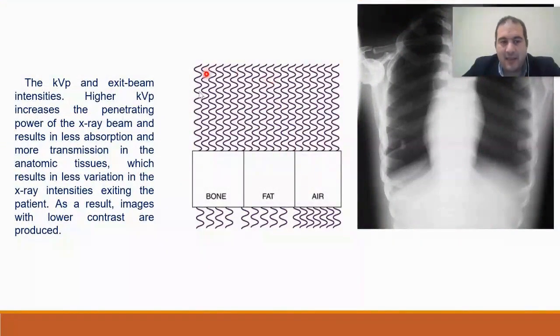If I use, as I said, the penetration coming from the bone, the penetration coming from the fat, and the penetration coming from the air, I will have less difference in the transmitted photons coming from the bone, fat, and air because I was using a large period. Thus, I use the intensity of the penetration coming from the fat and air.